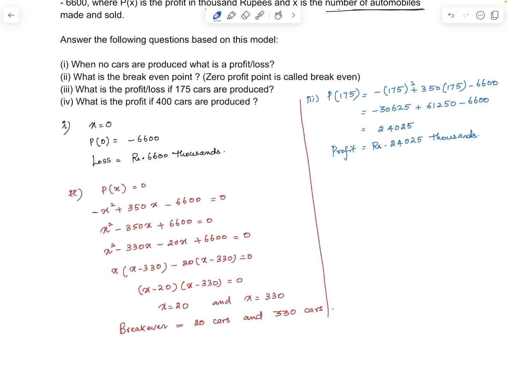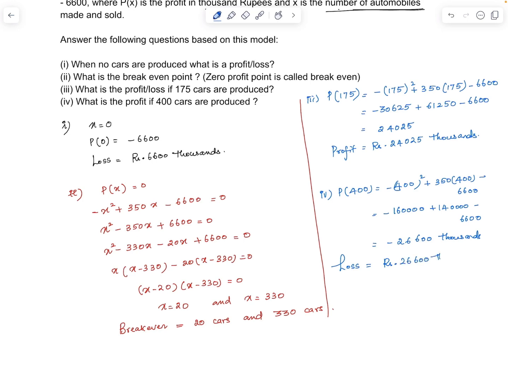Question 4. What is the profit if 400 cars are produced? P(400) is equal to -400² + 350 times 400 - 6600, which gives us -26,600 thousands. Since the number is negative, it's a loss. Loss incurred is rupees 26,600 thousands.